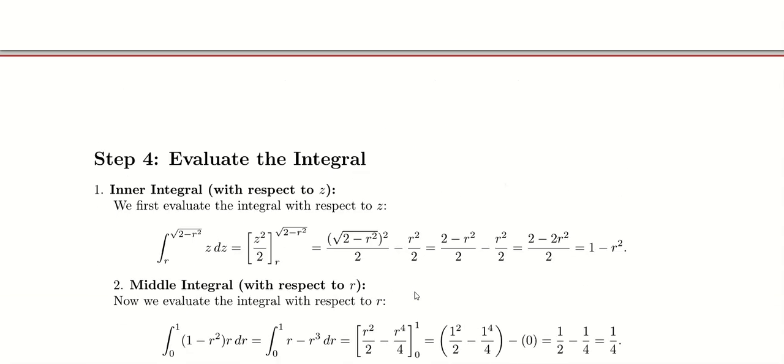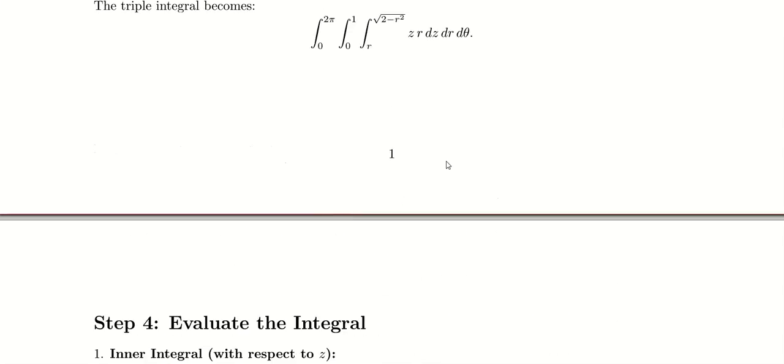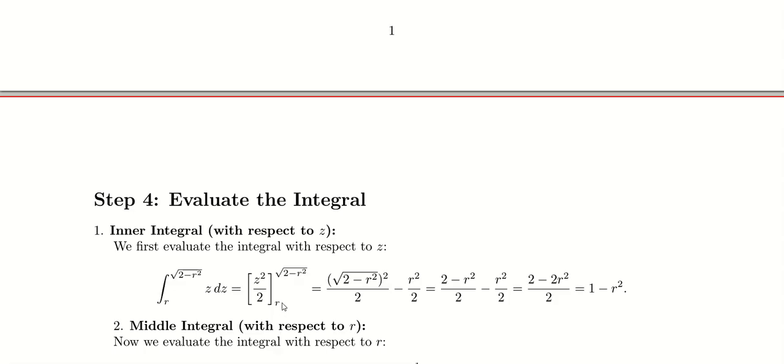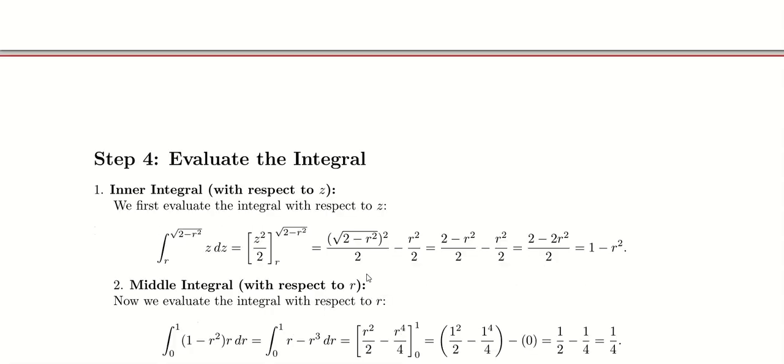Now let's evaluate this integral. First we're going to integrate z r in terms of z. That's going to be z squared over 2, and the r we can just multiply later. So we plug in the square root of 2 minus r squared first to get (2 minus r squared) over 2, minus, plug in r for z, r squared over 2. And that simplifies to just 1 minus r squared.